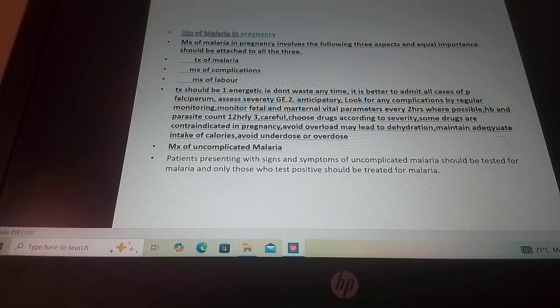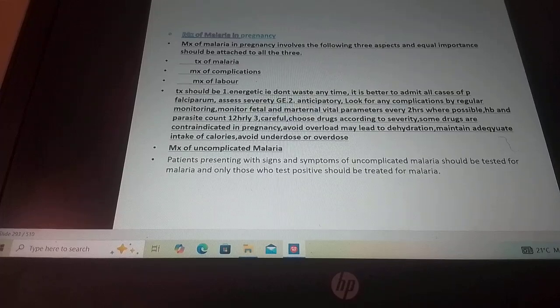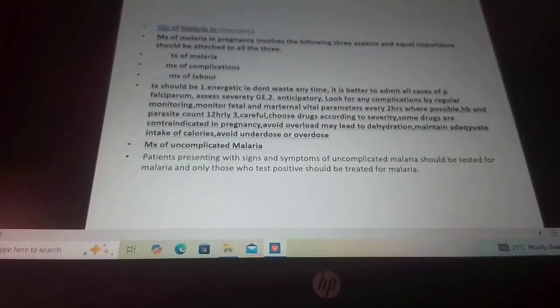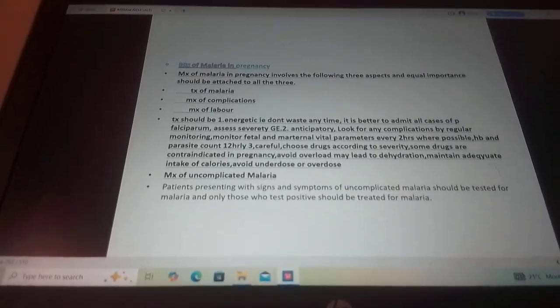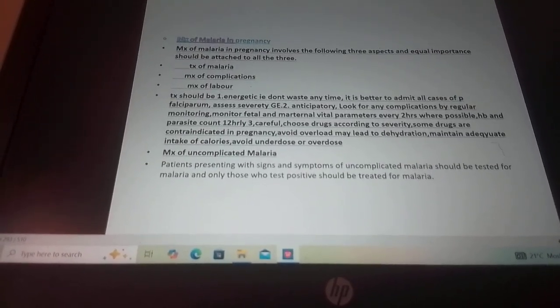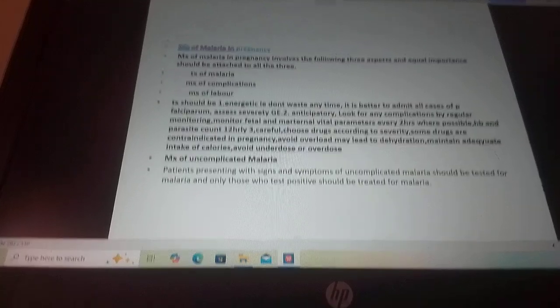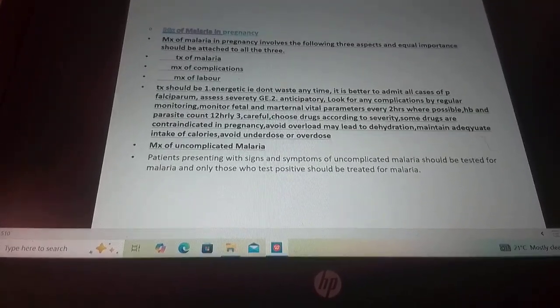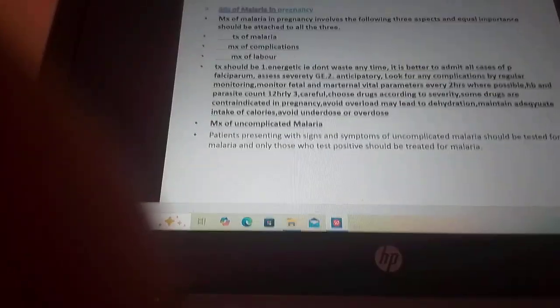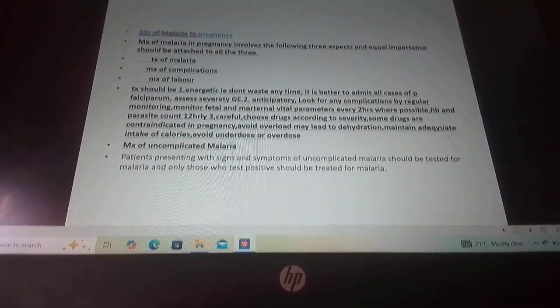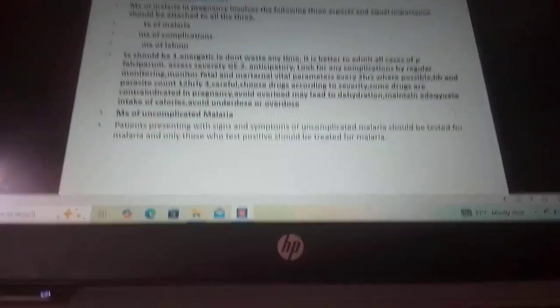So about treatment of malaria, treatment should be, one, energetic. This is to mean that you should not waste any time. Then it is better to admit all cases of P. falciparum, because they could turn to be severe. You cannot assess severity with patients when they are not in the hospital. So it is good you admit all the cases.